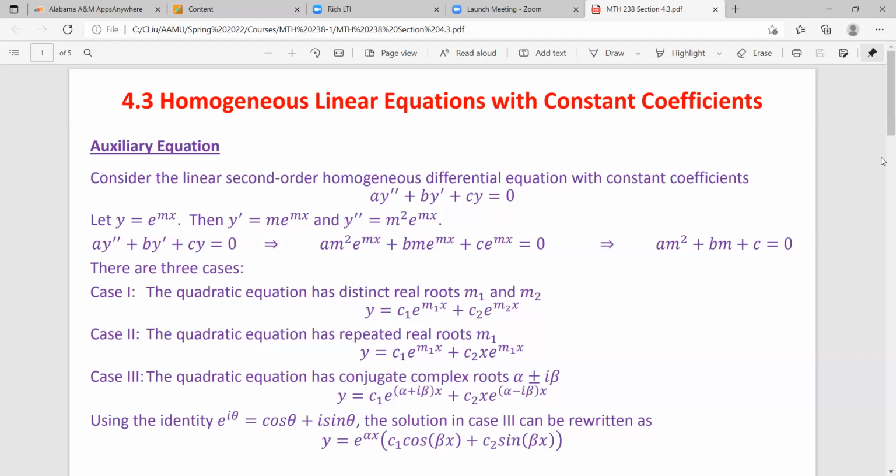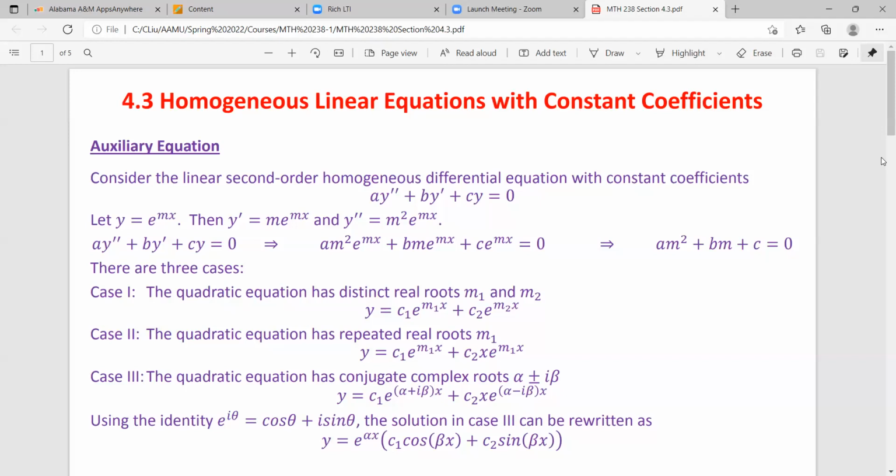So then the general solution of the differential equation we originally started with is the linear combination of those two solutions. So that's C1 e to the m1x plus C2 e to the m2x.